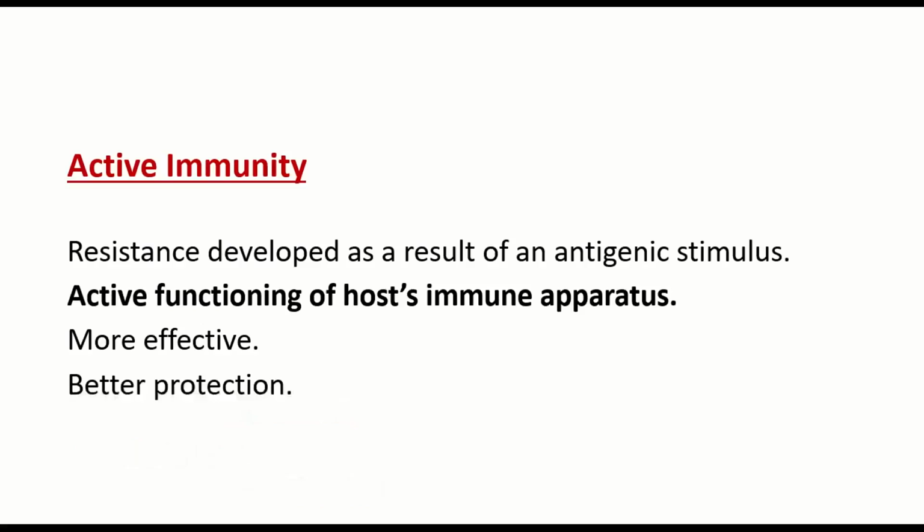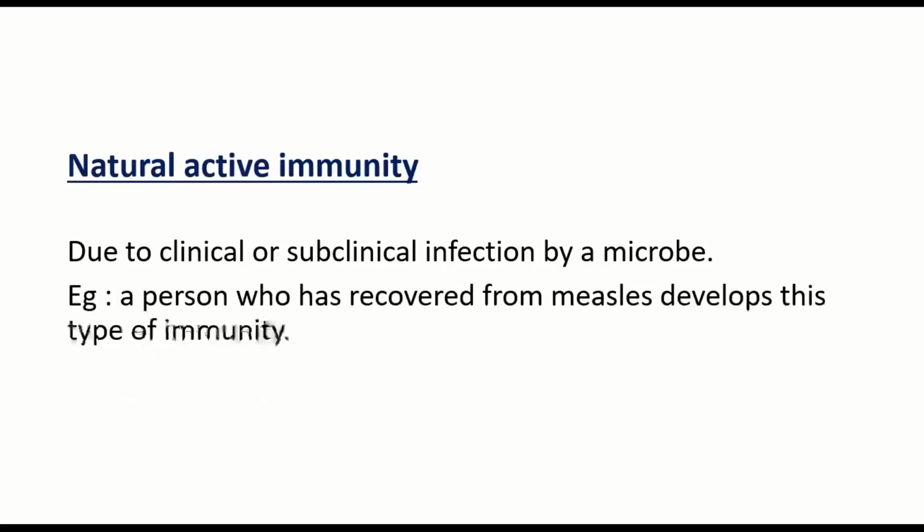So what is active immunity? Resistance developed as a result of an antigenic stimulus. That is, the pathogen enters your body and there is active functioning of the immune system of that person. So that is active immunity. It is more effective and gives better protection. What is natural active immunity? It is due to clinical or subclinical infection by a microbe. For example, a person who has recovered from measles develops natural active immunity.